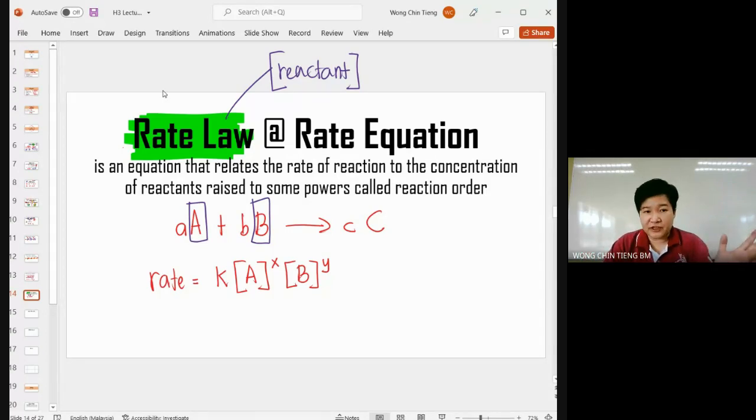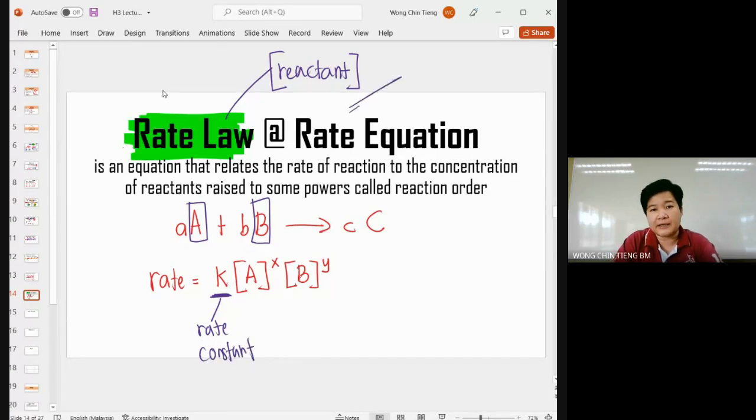Apa beza differential? Differential mesti ada dt semua tu lah. Dia mesti ada d, differentiation kan. So dia ada d concentration dt. Yang tu adalah differential dan dia ambil kira product reactant. Tapi dalam rate law, dia tak ada differential, dia tak ada d, tapi dia ada k. Dia guna rate constant k. Yang ni kita panggil rate constant. Dan yang perubahan paling ketara, dia hanya ambil kira reactant. Dia tak payah ambil kira produk.